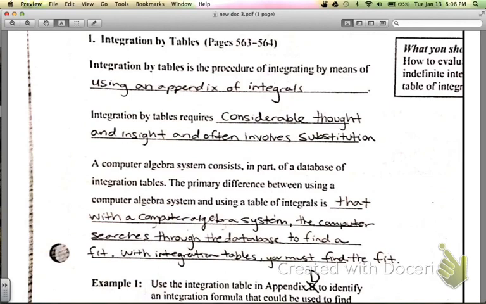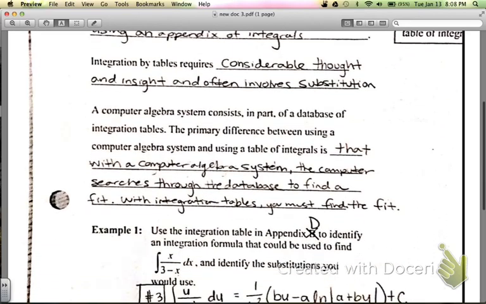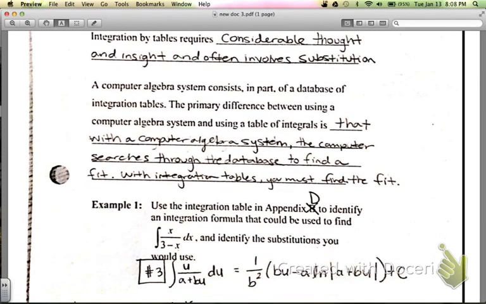It says integration by tables requires considerable thought and insight and often involves substitution. So it's trying to figure out how to match the problem you're given to what's actually listed in the table and find the best match for which one you're using. You can use a computer algebra system to figure it out. The main difference is that with a computer algebra system, the computer searches through its database to find a fit, whereas with integration tables like the appendices or the back of the book, you have to find out whichever one fits the best.